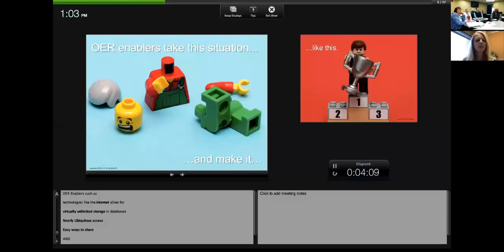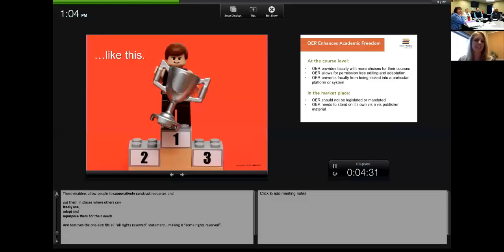And so open education resource enablers such as technologies like the internet allow for virtually unlimited storage in databases, complete access, and easy ways to share. And so really, open education resources like OpenStax College try to take this situation and make it look like this. So that people can cooperatively construct resources and put them in places where others can freely use, adapt, and repurpose them for their needs. And this really removes the whole one-size-fits-all rights reserved statement, making it only some rights reserved.